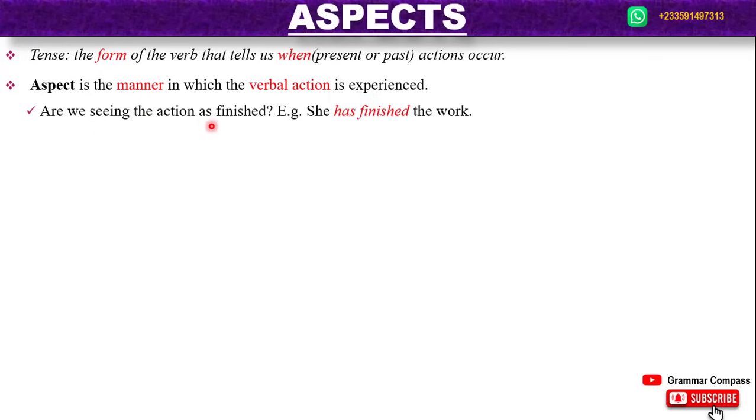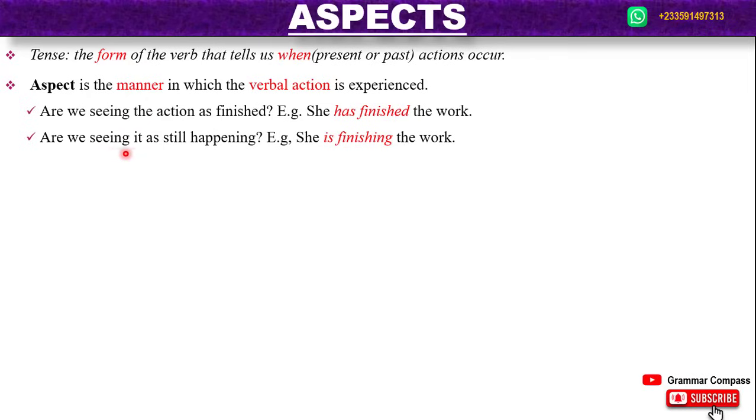Are we seeing the action as finished? For instance, she has finished the work. Over here, we see that the action has just been completed. Has finished is an aspect because it is telling us the manner in which the present tense is realized.